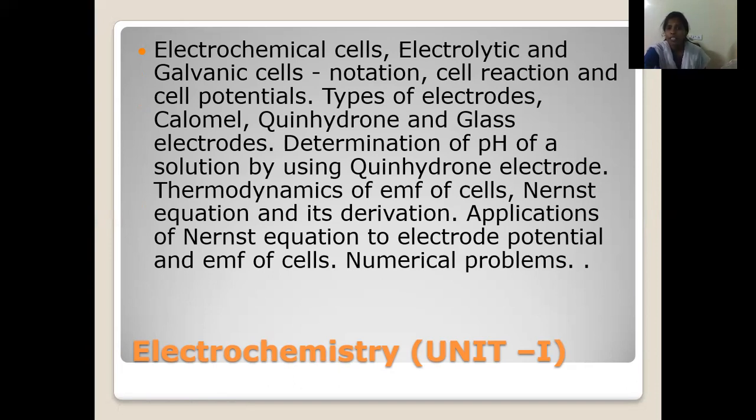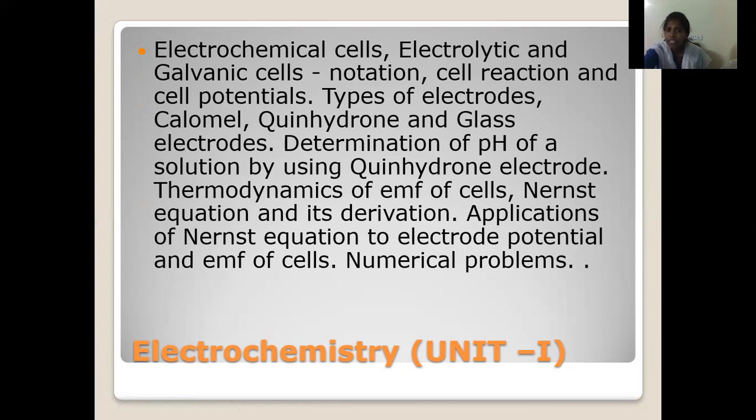And the next topic is types of electrodes. That means how many electrodes we have in the batteries, or how many types of electrodes we are having in the electrochemistry, that we can see here. In electrodes, we are having various types of electrodes. Among those, the best types of electrodes are calomel electrode, quinhydrone electrode, glass electrode. These are the major types of electrodes which we are using in the laboratory and in electrochemistry.